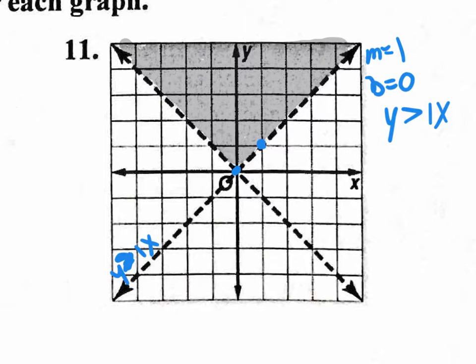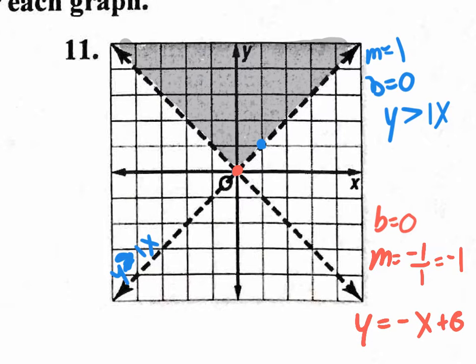For the other equation, we're going to do that one in red. And it also crosses at 0. So the b value is also 0 for the red one. And you are going down 1 over 1. So the slope for that red one is down 1 over 1, which means that it's just negative 1. So it's going to be y equals negative 1x plus 0. So it's just going to be y equals negative x.